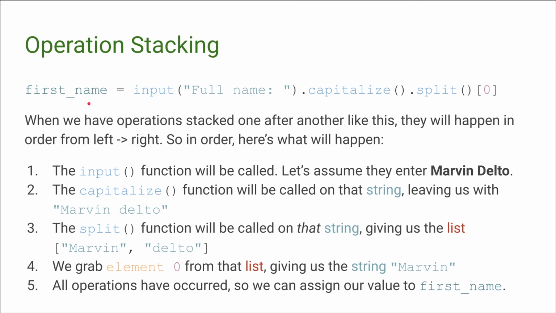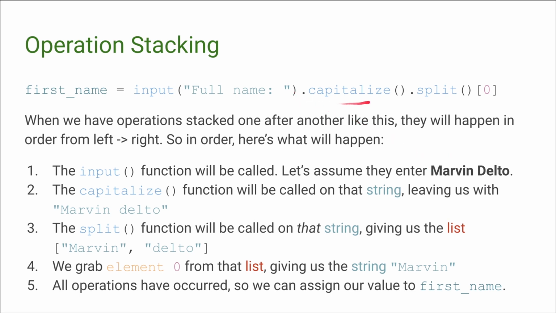So when we have operations stacked like you have here, they're going to happen in order from left to right. Unlike when we had functions inside of functions, where they went from inside to out, when they're stacked on top of each other, one after the other, they're going to go from left to right. So in order, here's what's going to happen. We're going to call our input function. The user's going to type something in. Let's assume they enter the name Marvin Delto. It's a random fun name. So that input function is going to return that string, Marvin Delto.